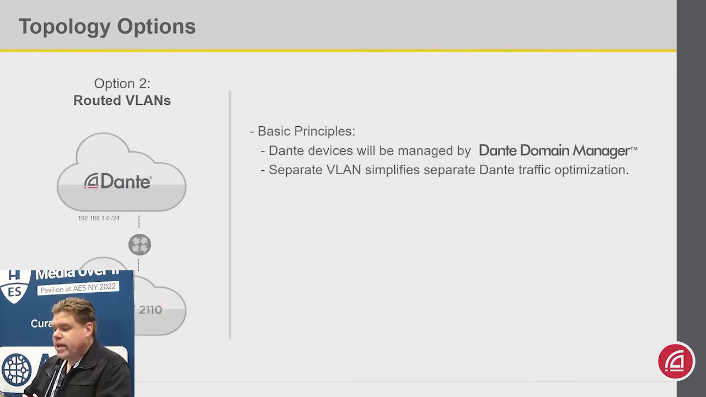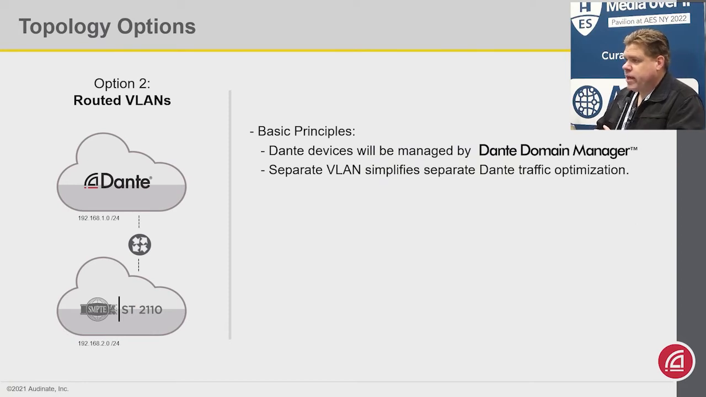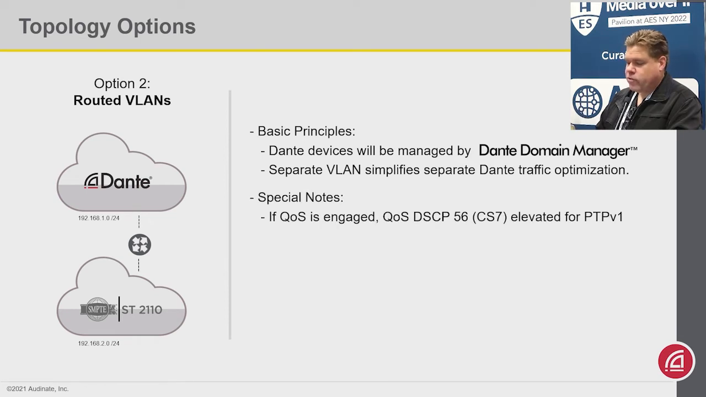Now, once you decide, hey, maybe I want to put Dante on a separate network, it's going to be a fairly large system, a very big content creation network. You might still be using Dante Domain Manager in there, but like I said, doing separate VLANs means you can optimize each VLAN for each type of traffic. And if we're going to use a lot of Dante devices that don't have ST2110 support, this is what I would suggest, because you're going to be using PTP1 to get those things synced in.